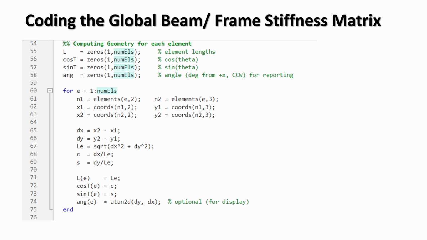Then, inside a loop over all the elements, we pick out the 2 nodes that define each element. For example, if element 1 connects nodes 1 and 2, n1 is node 1 and n2 is node 2. We then read their coordinates from the coord table, x1 and y1 for the first node, and x2 and y2 for the second. We can then compute the change in x and y. From these, the length LE is found using Pythagoras' theorem.